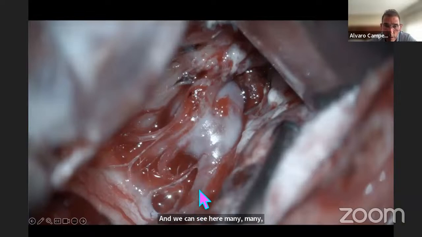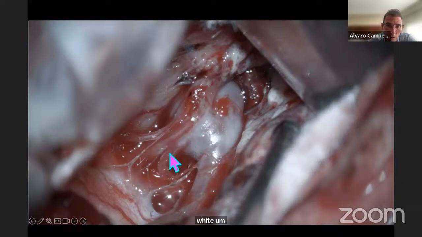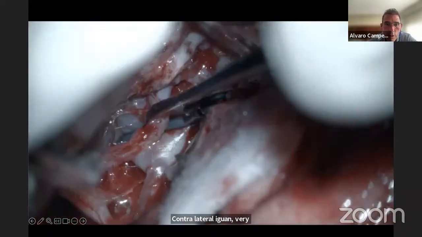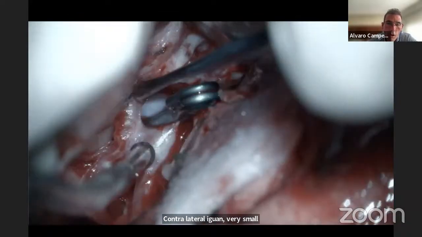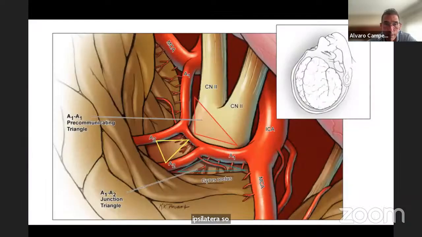So this is A1, this is A2, a very white neck and many branches. This is the contralateral A1, very small, and putting the clip also in the junctional triangle between A1 and A2 ipsilateral. So sometimes we need to use this triangle.